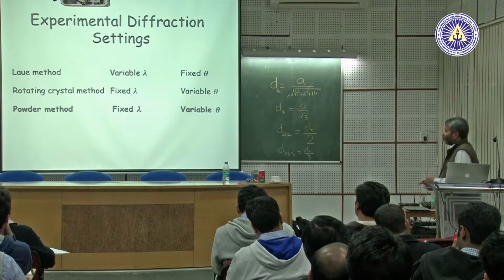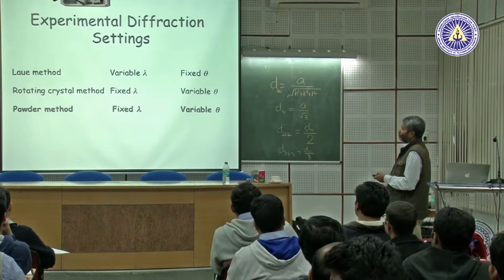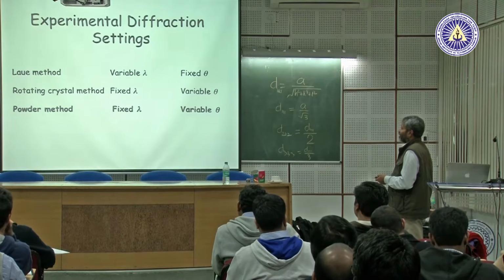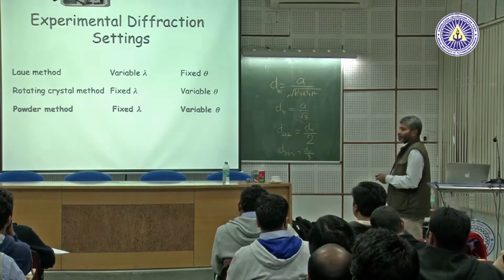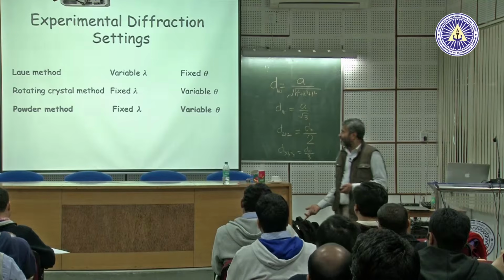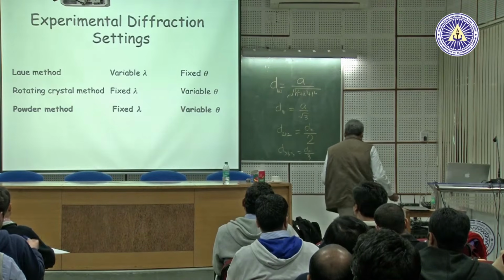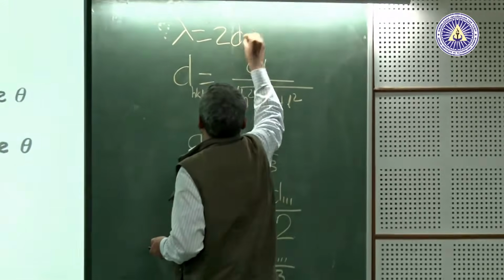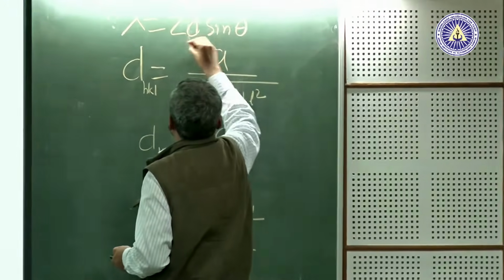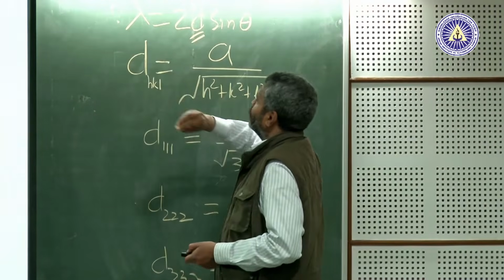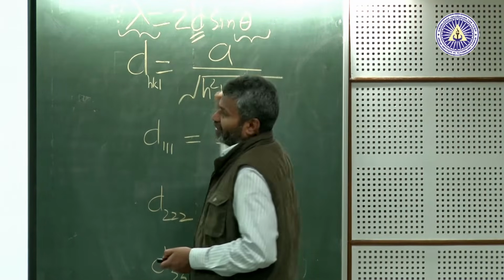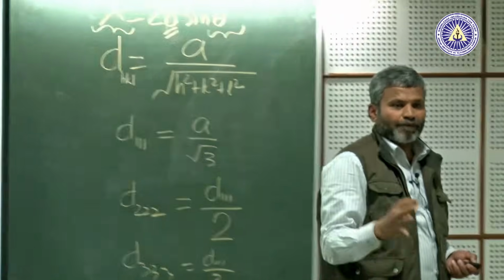Depending on, see, lambda is equal to 2d sin theta. So, your experiments can involve variation of lambda. D you can't do anything with, d is fixed because that is defined by the crystal which you are studying. So, d is not an experimentalist variable, d is given by the crystal. The experimentalist can play with lambda, and can play with theta. So, based on this, different kinds of experimental setups have been defined.